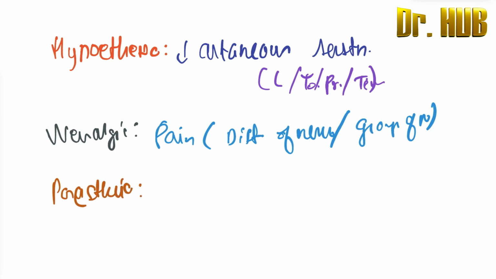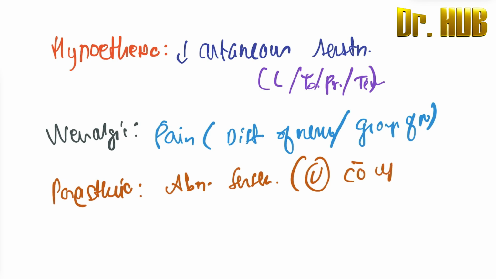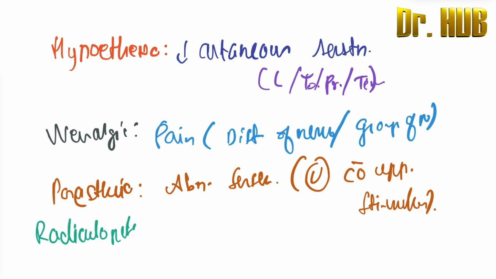Paresthesia means abnormal sensation, perceived without an apparent stimulus. Lastly, we look at radiculopathy. Radiculopathy means functional abnormality of one or more nerve roots.